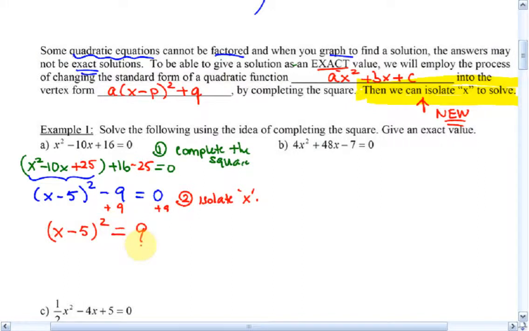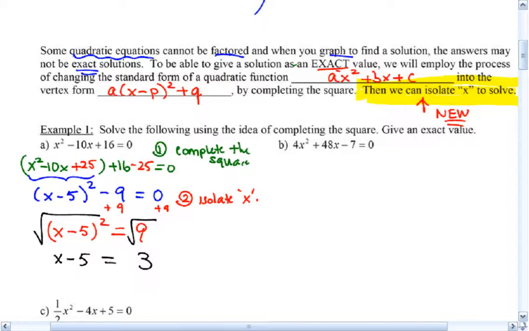Square root. Good. What's next? X is inside this bracket, which has a square. I don't want this square, so Isabel, what should I do? The root? Good. Square root both sides. X minus 5 is what's left over on the left-hand side. And what's the square root of 9 on the right-hand side? 3.